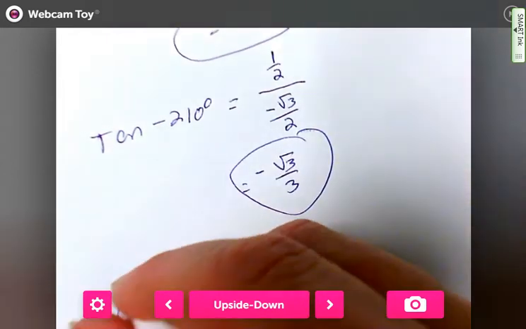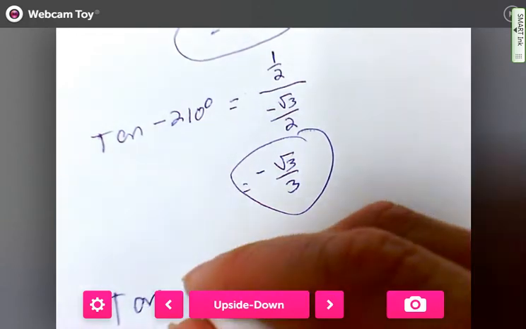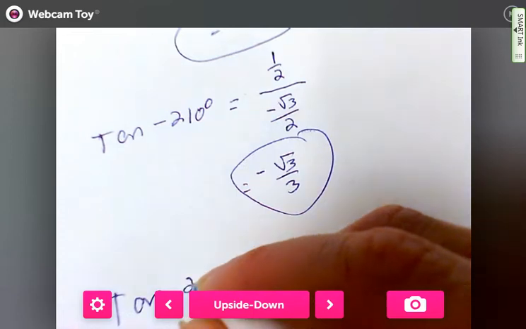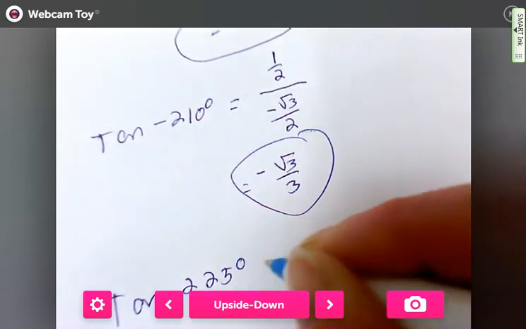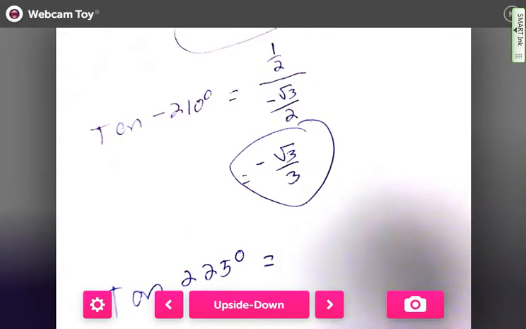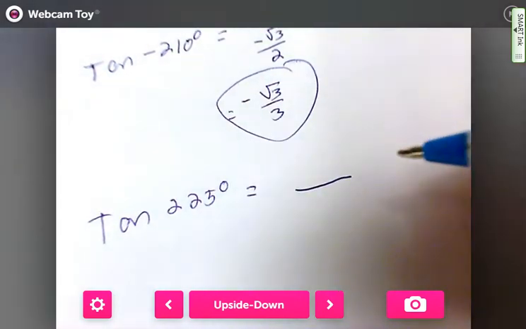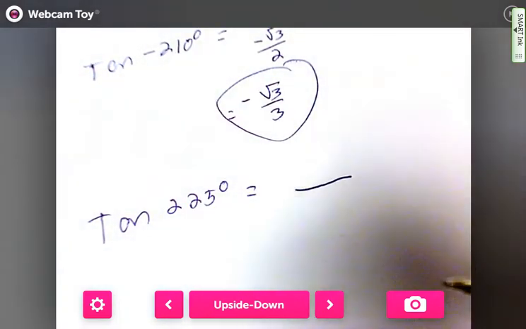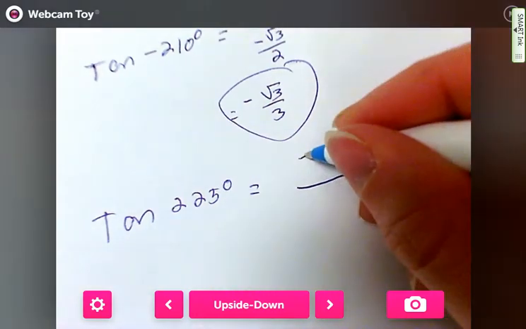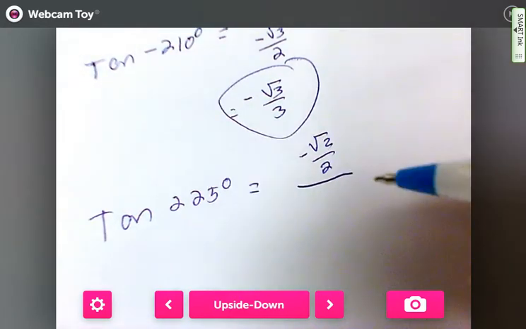Okay, let's do one more. Let's do the tan of 225. Okay, what do I got, guys, for the tan of positive 225? What's the y value? Anybody? Negative square root 2 over 2. And what's the x value?